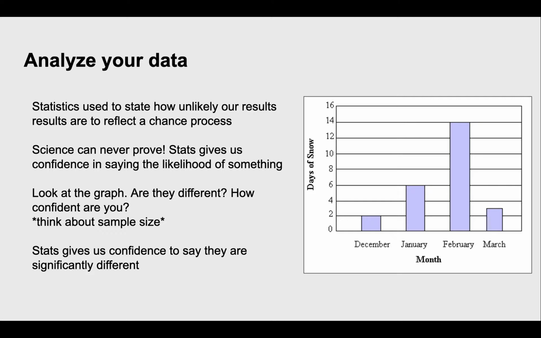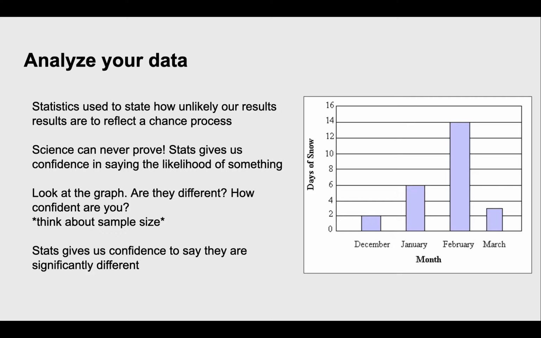It's important to remember that science can never prove something. So if you're writing down that this has proven our hypothesis, that would be an incorrect statement, and I will likely make a comment on that. I'll be going through your gravity labs tonight, making comments for you. Because science only gives us the confidence in saying the likelihood of something. So we're not proving something, but we're saying this is the likelihood that what we're seeing is actually real.